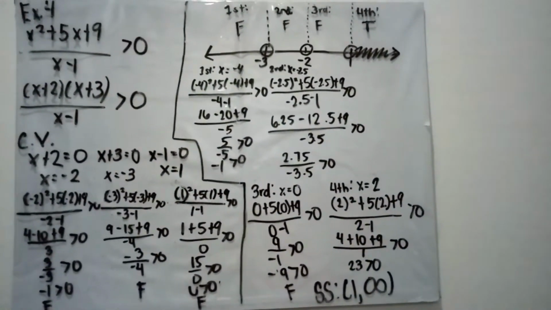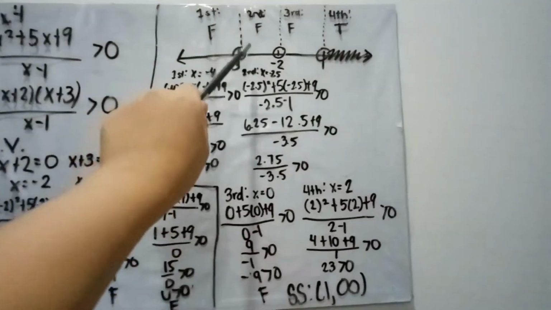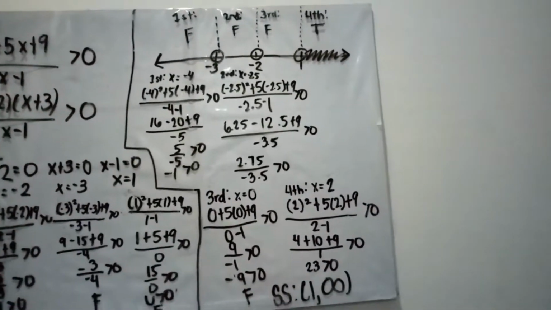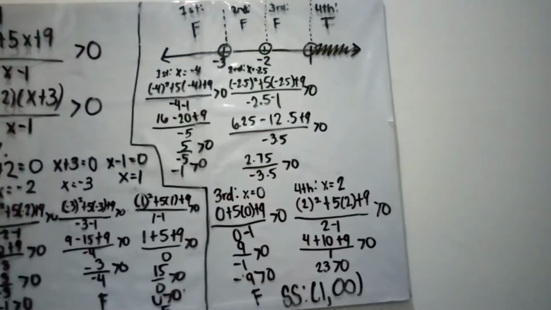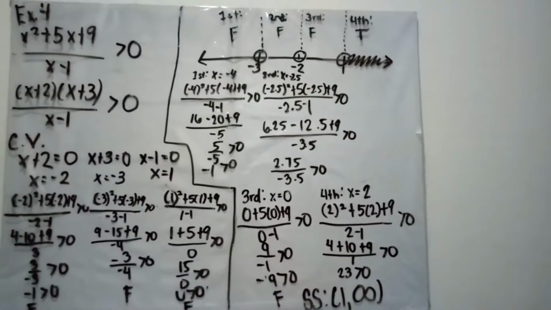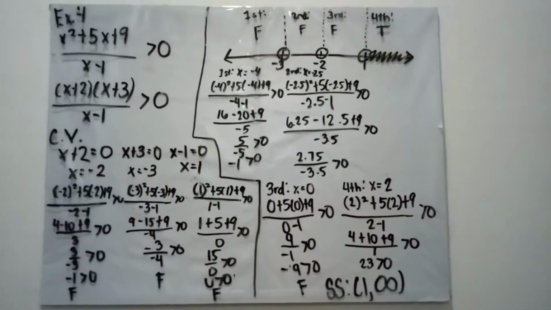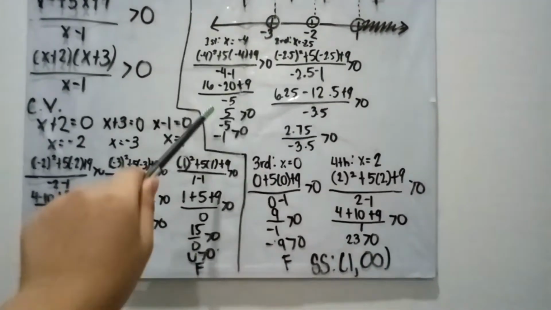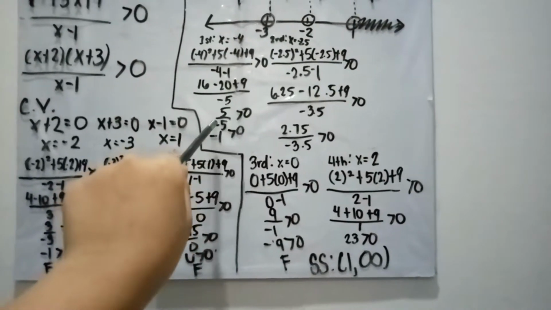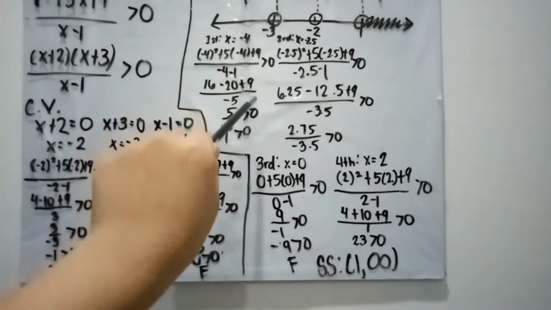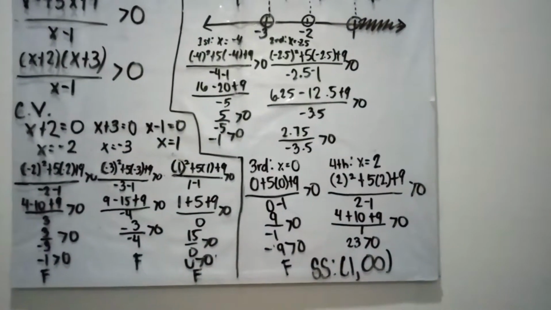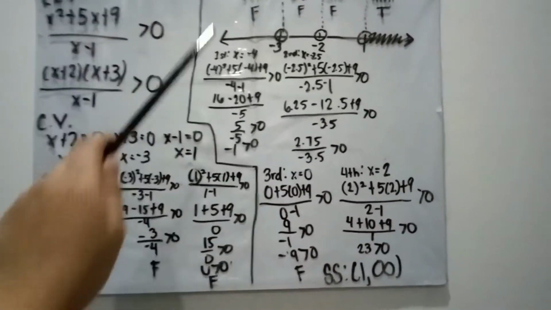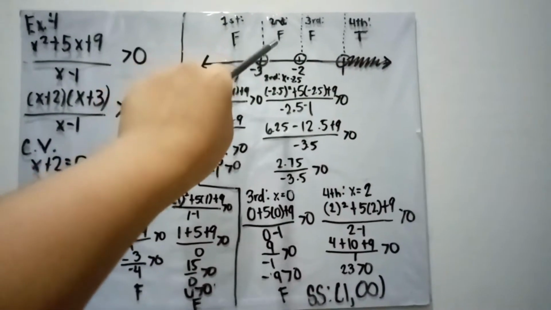The next, para malaman natin if yung mga nandito ba sa numbers in each interval, kasama ba sa solution set, kailangan tayong kumuha ng mga number in each interval. So, sa first interval, ang kinuha namin is -4. So, substitute lang din yan, -4 squared plus 5 times -4 plus 9. So, ayan, 16 minus 20 plus 9 is equals to 5. That's -4 minus 1 is equals to -5. So, 5 divided by -5 is equals to -1 is greater than 0. So, false yan.